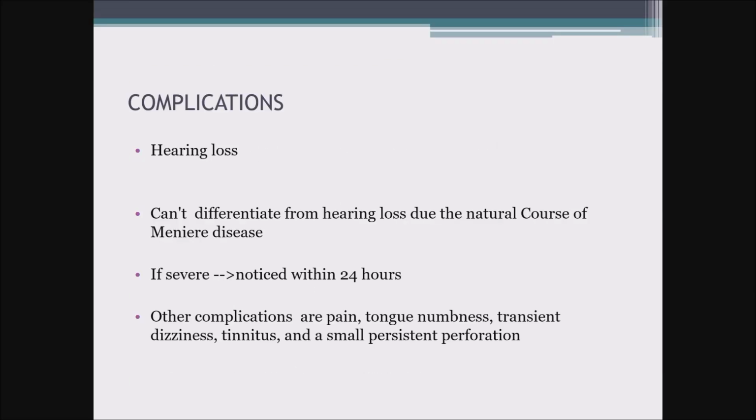The complication of intratympanic aminoglycosides is definitely hearing loss. But in many of the studies done, we cannot differentiate between hearing loss due to the drug and hearing loss due to the natural course of Meniere's disease. If the patient is having severe hearing loss due to gentamicin, then it will occur in the first 24 hours. Other complications of intratympanic therapy are pain, tongue numbness, transient dizziness, tinnitus, and the patient may have a persistent perforation.